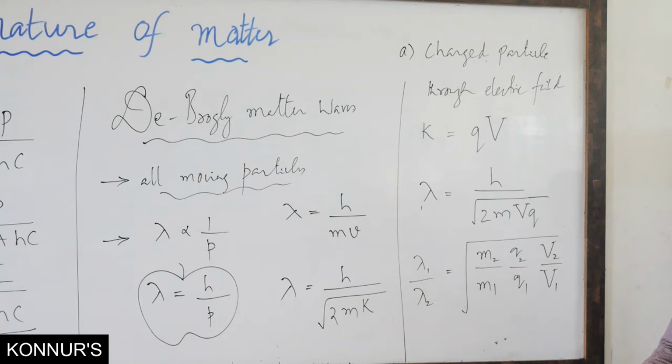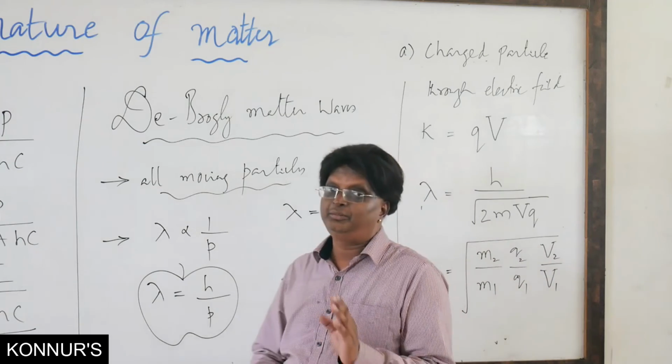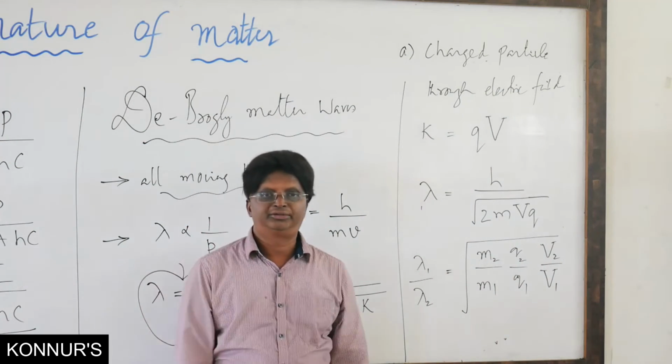Now it can be a case of 1, 2, 3, 4 ratios. Any 3 ratios given and asked for the fourth one, or if the particle is not changed, then this m2 by m1, q2 by q1 ratios will be the same, like that. A very popular, difficult example from de Broglie wavelengths. Practice this and you will find good answers.